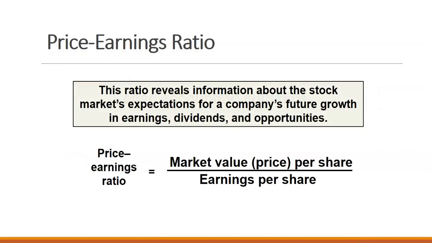The price earnings ratio shows us what the stock market's expectation for a company's growth is in earnings, dividends, and opportunities. So the higher the price earnings ratio, the better earnings potential we see for this stock in the future. This is the market value or price per share divided by their earnings per share. And we would watch this from year to year in order to predict whether we had a growth in dividends or a growth on the market of a share and whether we would decide to purchase that share.